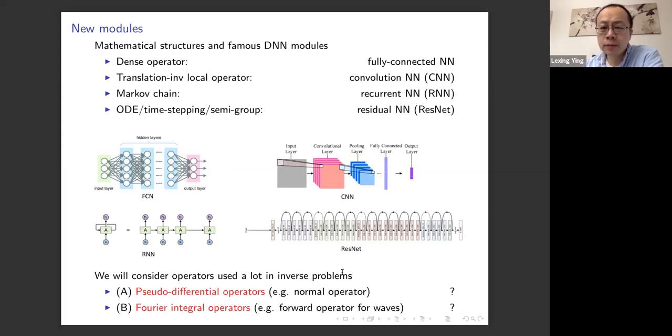For example, if you take a look at a fully connected neural network layer, obviously, if you put the nonlinearity aside, which is very important, the fully connectedness really represents a dense operator. If you take a look at the convolutional neural network, the mathematical object behind it is the translation invariant local operators, the convolutions, okay? And if you take a look at the recurrent neural network, then it's fair to say that it's also, to a certain extent, motivated by the Markov chain.